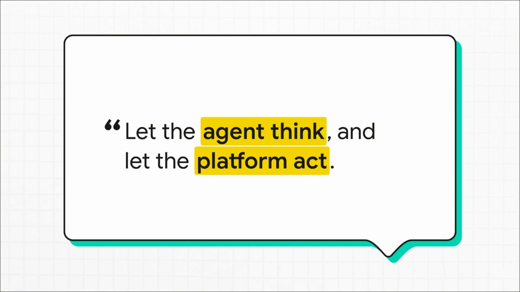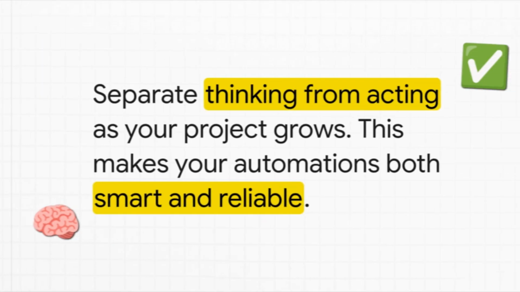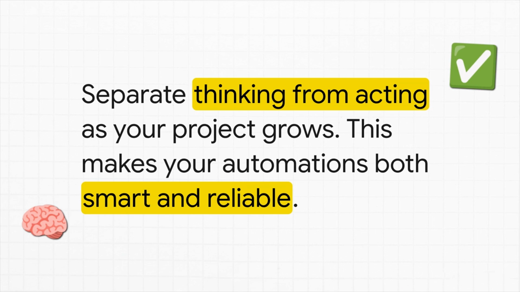So, what's the big takeaway here? Look, all three of these models have their place. You're probably going to start with that simple all-in-one approach, but as your project gets more serious, you'll naturally move towards separating these roles. Because the core principle, the thing that will save you time and headaches, is this. Let the agent do the thinking, and let your platform do the acting. That separation is what makes your automations both incredibly smart and reliably stable.